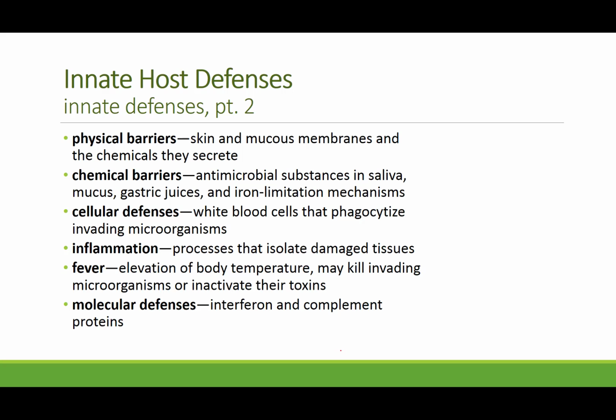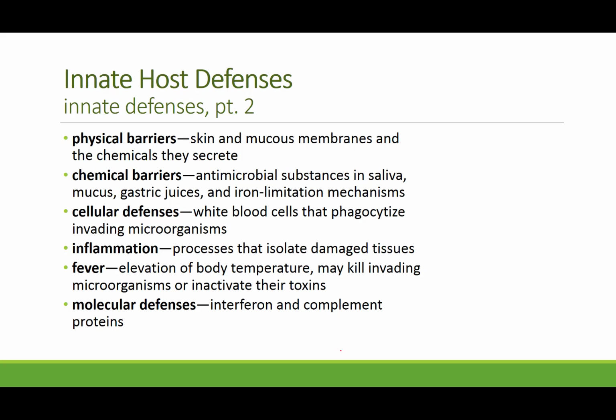Then there are the chemical barriers. These are antimicrobial materials that are found in saliva, in mucus, in gastric juices, in tears, and they are chemicals that limit the amount of iron that becomes available to bacteria in body fluids. And by limiting the amount of iron, that also limits the growth of these pathogens, because bacteria frequently, one of the limiting factors for their growth is access to iron.